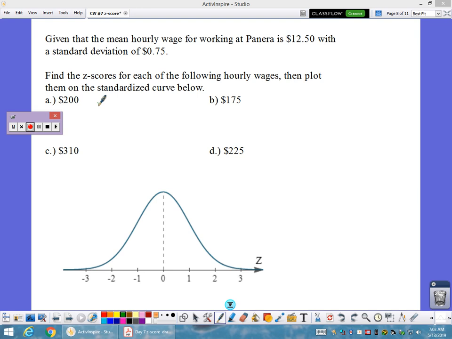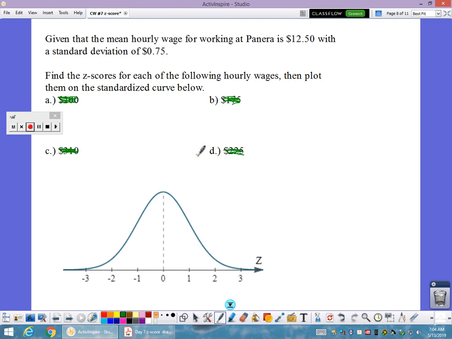So $200, what is... Something's wrong with this. This problem is totally wrong. What happened? Okay, we're gonna scribble these out. Scribble them out with me.